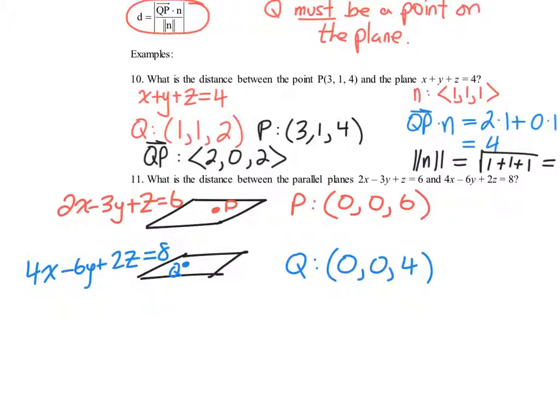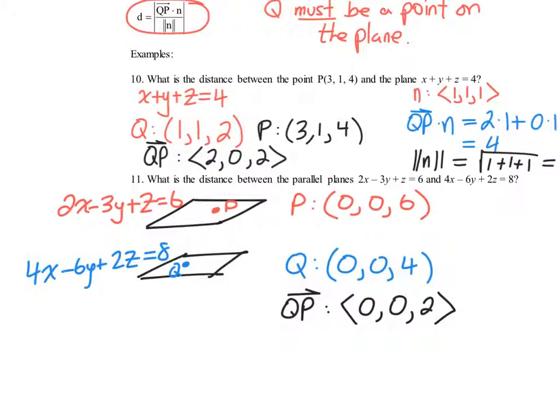However, finding things like vector QP and a dot product are going to be much easier because I selected really convenient values. So QP is (0, 0, 2). The normal vector, that's kind of the only issue that we're going to be dealing with here.